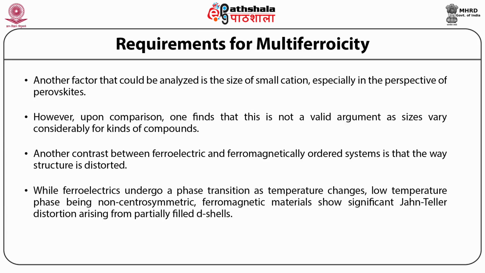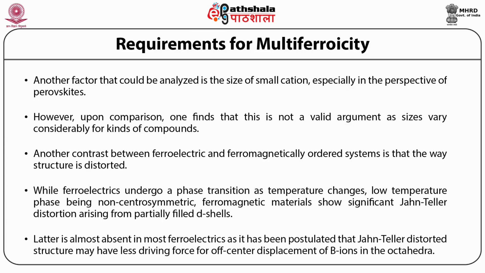Low temperature phase being non-centrosymmetric, ferromagnetic materials show significant Jahn-Teller distortion arising from partially filled d shells. The latter is almost absent in most ferroelectrics, as it has been postulated that a Jahn-Teller distorted structure may have less driving force for off-center displacement of B ions in the octahedra.